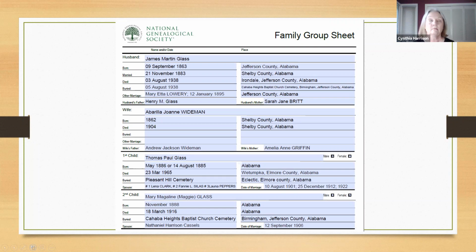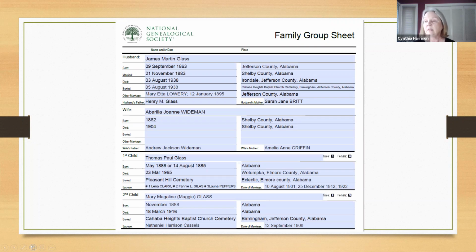That is the great-great-grandparents that I descend from. And so she would be the wife. Now you notice under other marriage, James was married to someone else later. And so I put her name and their wedding date. Then you have the children below.